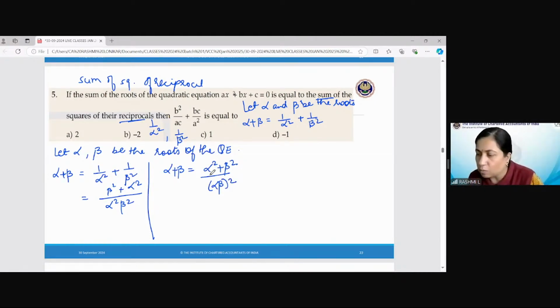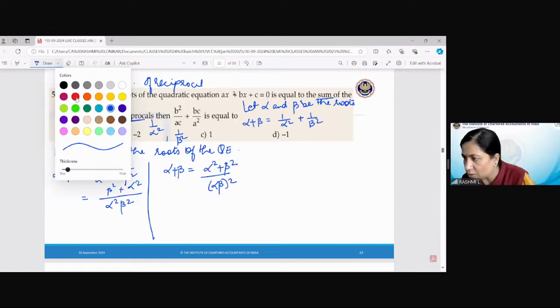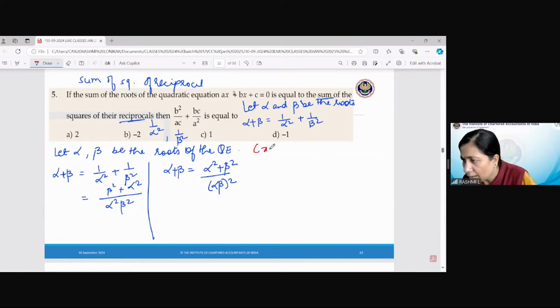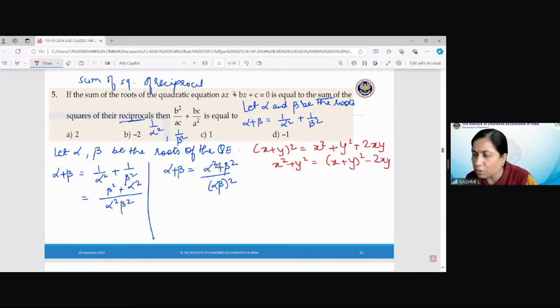Now what can I write for alpha square plus beta square? Now I have to use the algebraic identity. So I have x plus y whole square is equal to x square plus y square plus 2xy. So x square plus y square is equal to x plus y whole square minus 2xy. This is what I'm going to use over here. So alpha square plus beta square.